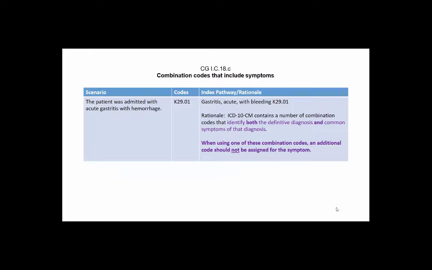The patient was admitted with acute gastritis with hemorrhage. This is an example of some of those combination codes that do include symptoms. This particular one does. The acute gastritis with bleeding, K29.01, is a code in and of itself. It includes the hemorrhage or the bleeding, so you would not code the bleeding separately.